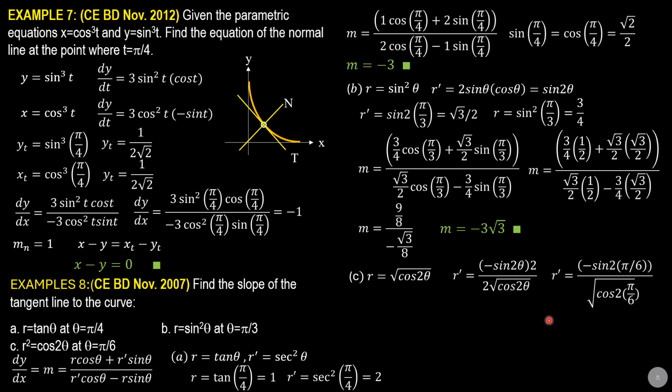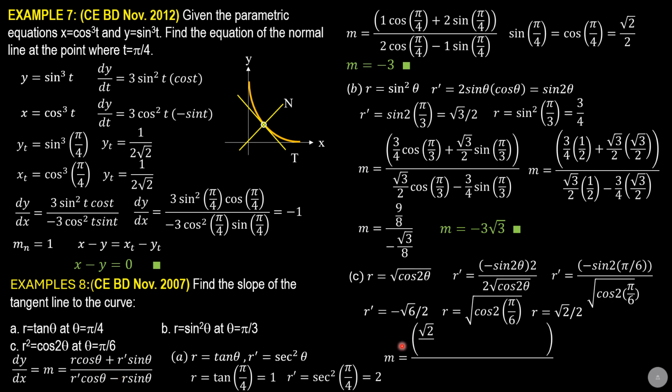So using your calculator, r prime is equal to negative square root of 6 over 2. Likewise, r is the square root of cosine of 2 times pi over 6, and that is equal to square root of 2 over 2. Substitute again here. So the slope is square root of 2 over 2 cosine of pi over 6 minus square root of 6 over 2 sine of pi over 6, all over negative square root of 6 over 2 cosine pi over 6 minus square root of 2 over 2 sine of pi over 6.